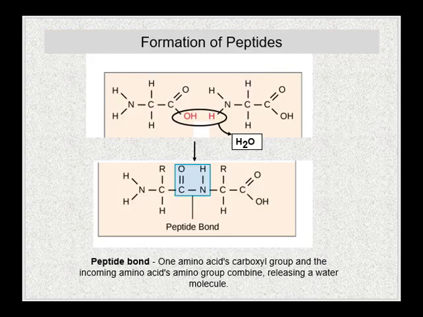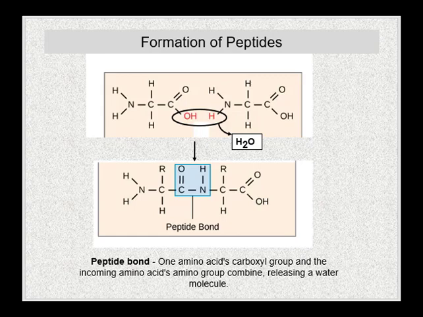The formation of peptides begins with a covalent bond, or a peptide bond, which attaches each amino acid through a dehydration reaction. One amino acid's carboxyl group and the incoming amino acid's amino group combine and release a water molecule. The resulting bond is known as the peptide bond. Products that share peptide bonds are called peptides. As more amino acids are joined to the chain, the resulting chain is called a polypeptide.